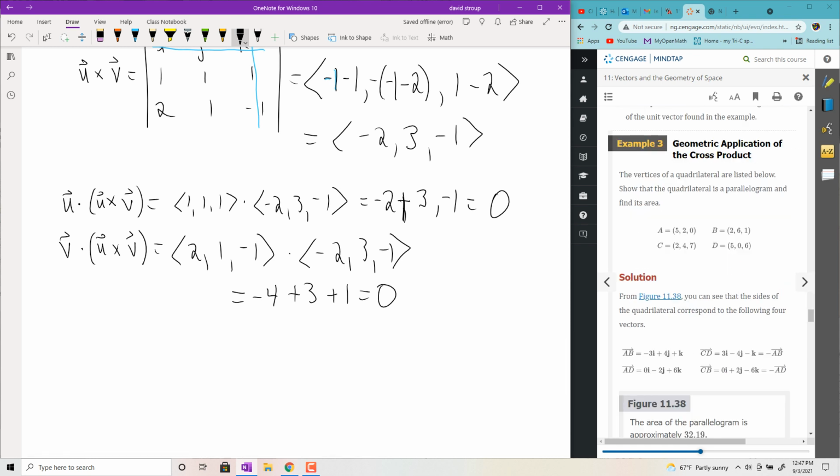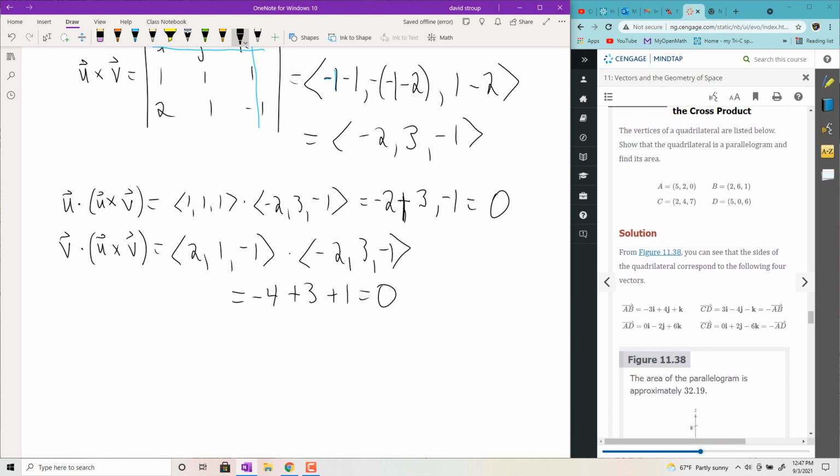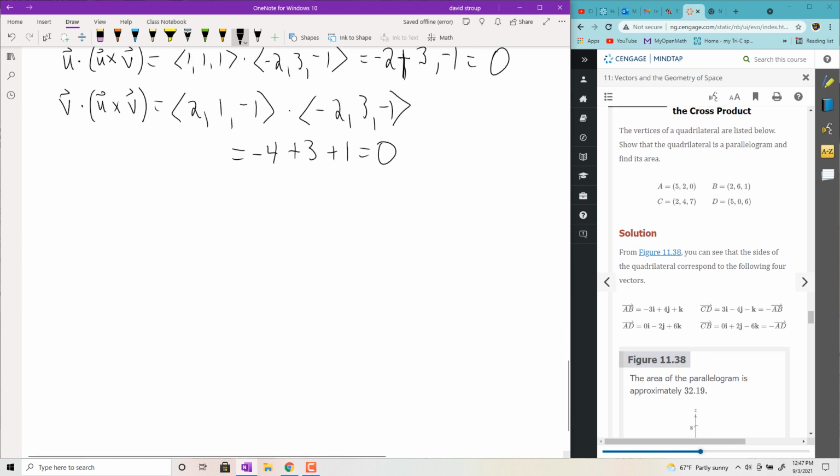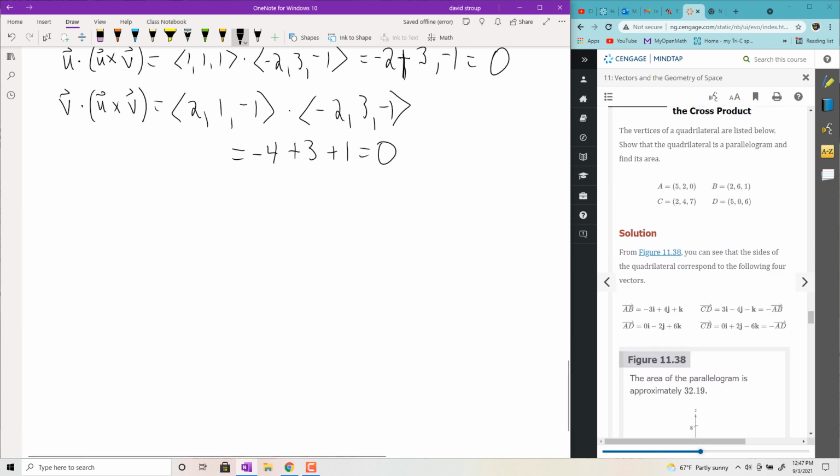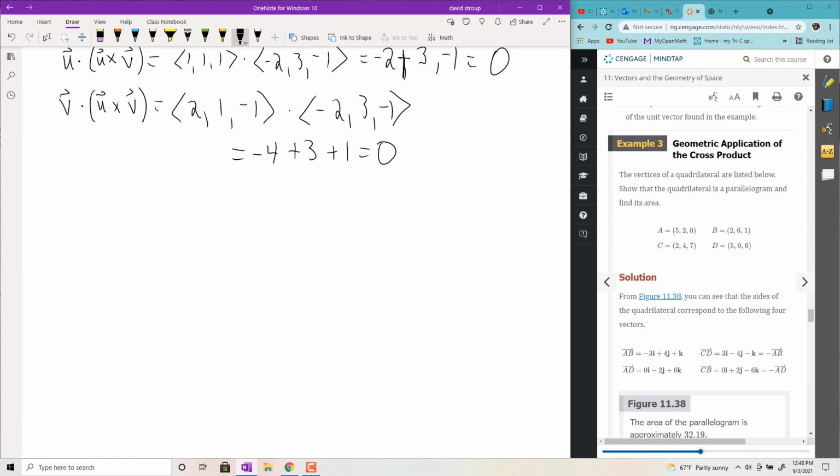Have any other? Yeah, so they have some geometry problems. I don't think there were any of those in the homework. But what they want you to do is show that the given points create a parallelogram, and then find the area. So I guess we could look at this one. It's example 3 in the book.